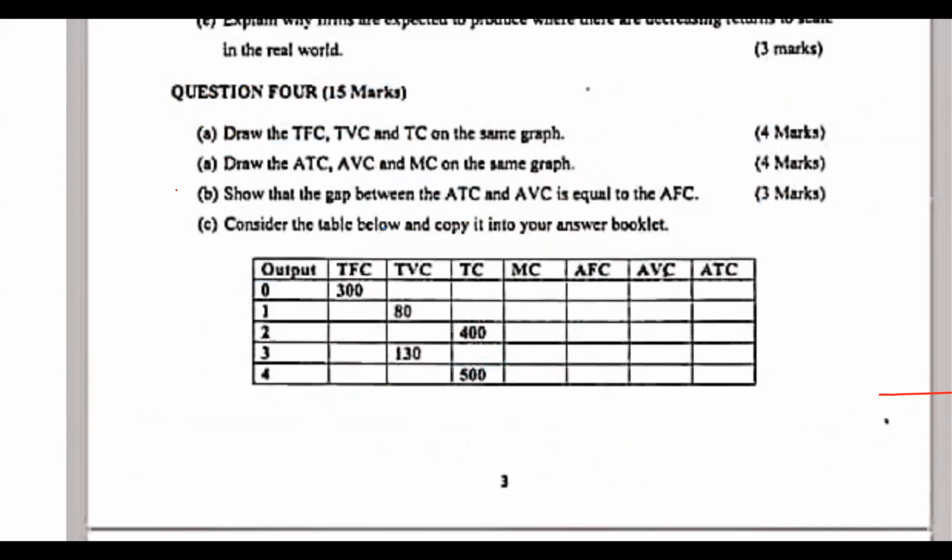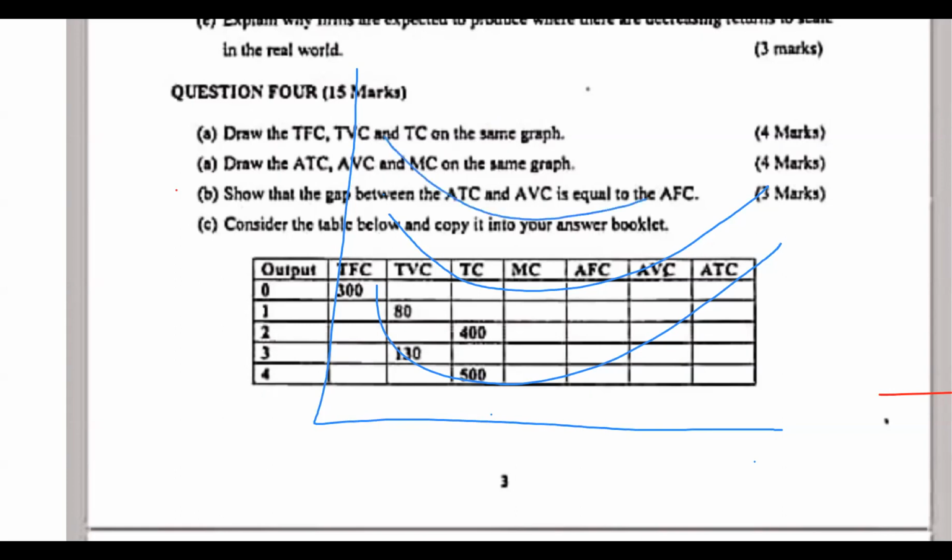Draw the average total cost, average variable cost, and the marginal cost on the same graph. So we have got the marginal cost. The marginal cost is U-shaped, right? You already saw last time, our marginal cost is U-shaped. This is our marginal cost. And then the average variable cost as well is U-shaped, but on top here. Then which one is this? The average total cost is on top of the average variable cost, like that.